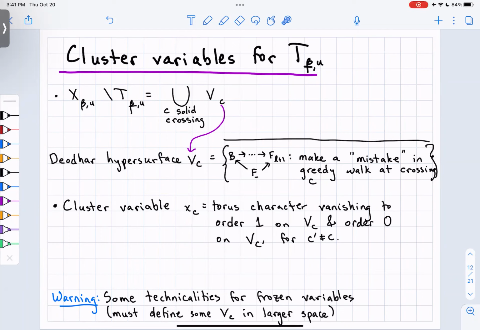So the rank of the tori is the number of solid crossings. That's right. Okay, and I should say I'm lying a little bit about the details, but in spirit, I'm saying the correct thing. So that's my distinguished basis of characters. So that's the torus, that's the geometric information. And now I need this combinatorial information that tells you how to go from one torus to the next, via this mutation.